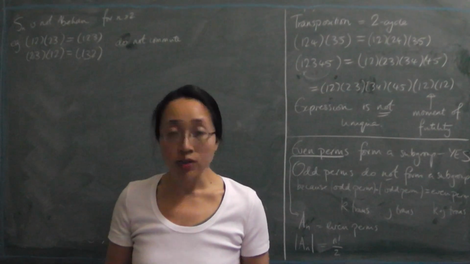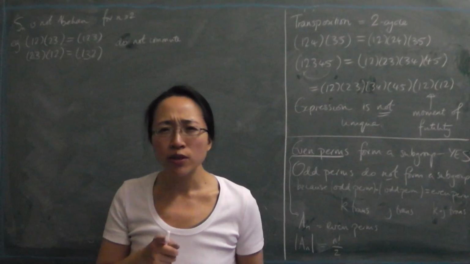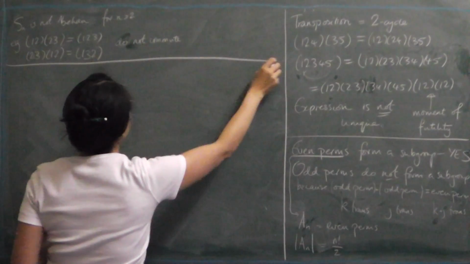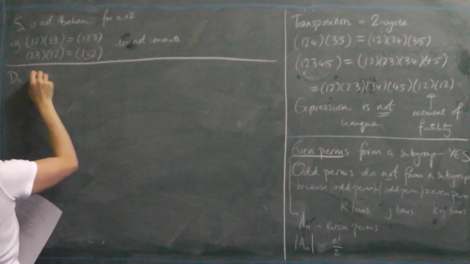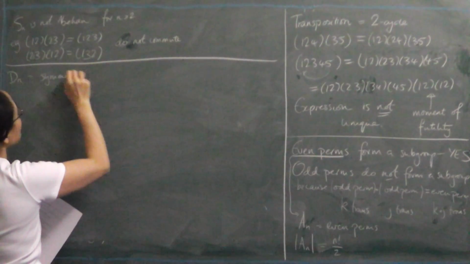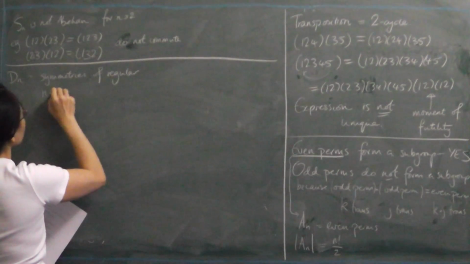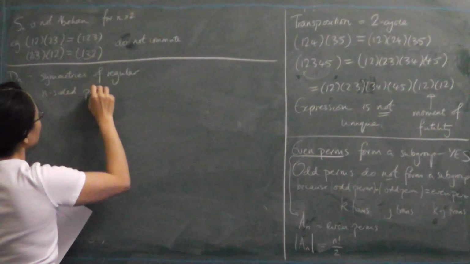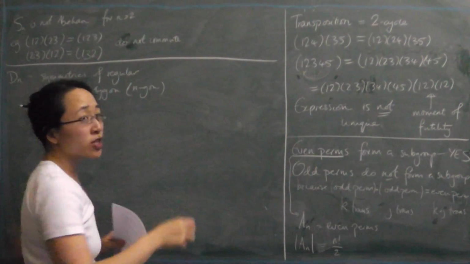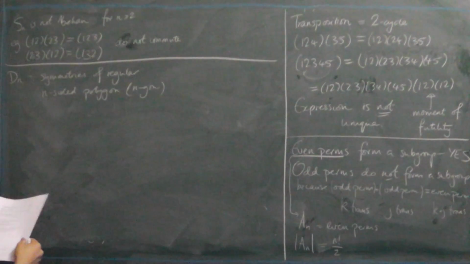D_n is the group of symmetries of the regular n-sided polygon. 1 and 2 are slightly peculiar, so we'll leave them for now. But what about D_n? So D_n is the symmetries of the regular n-sided polygon, which is also known as an n-gon, which looks pretty stupid and sounds pretty stupid, but it's easier to say than n-sided polygon all the time.